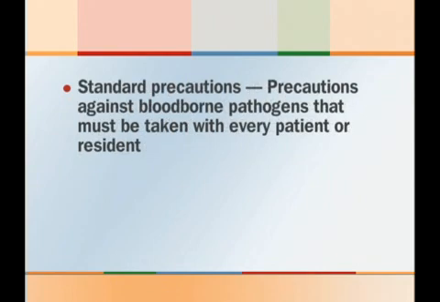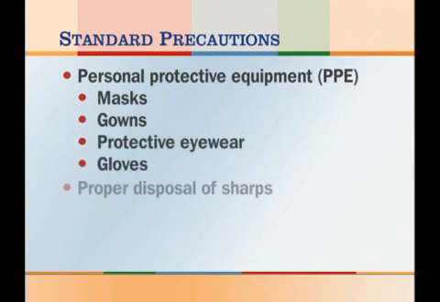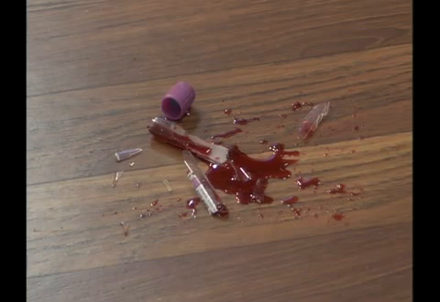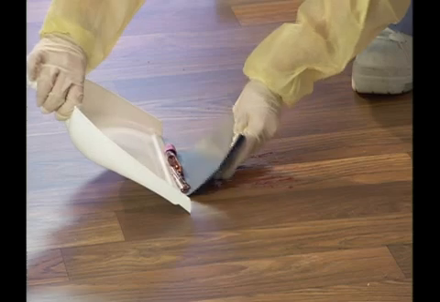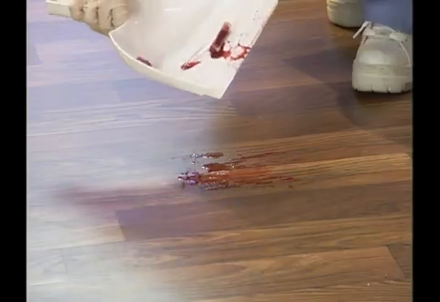To do this, you'll employ standard precautions, which are precautions against blood-borne pathogens that must be taken with every patient or resident. Standard precautions include the use of personal protective equipment, as demonstrated previously, which includes masks, gowns, protective eyewear, and gloves. The proper disposal of sharps, such as used needles, razors, or broken glass, in OSHA-approved containers. Note that contaminated broken glass items should not be handled, even with gloved hands. Instead, the glass should be swept up and disposed of in an appropriate waste container.